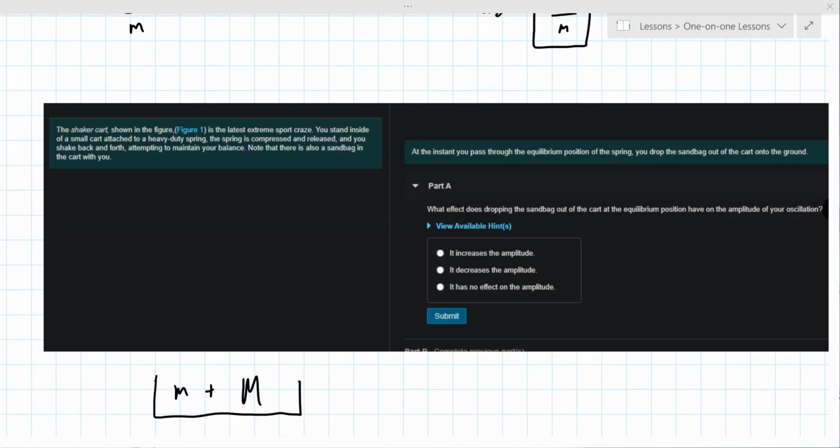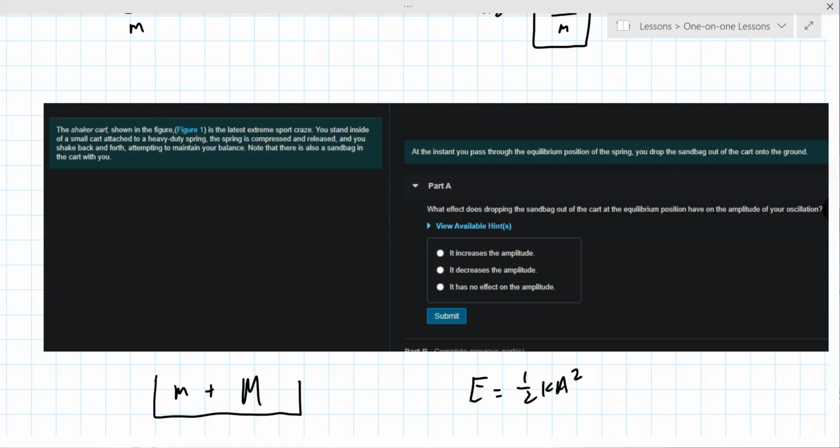There's really only two options, which is either it increases or decreases. I'm not sure I can provide a great explanation, but it does decrease the amplitude. The energy of the system is 1/2 k A squared.